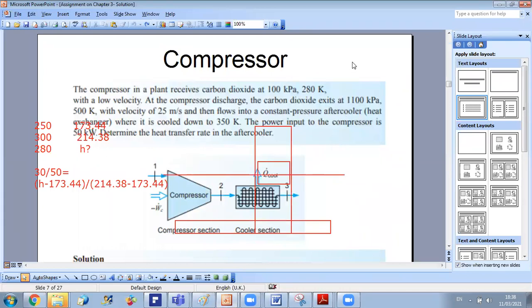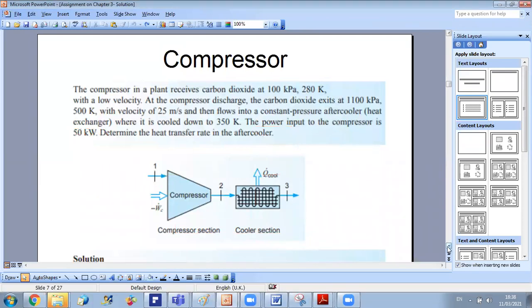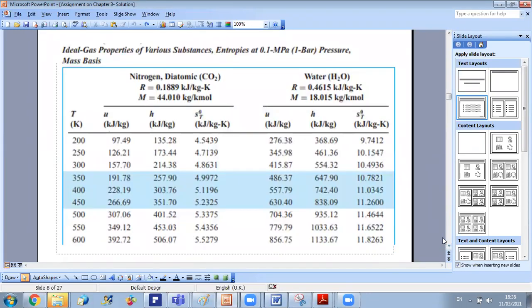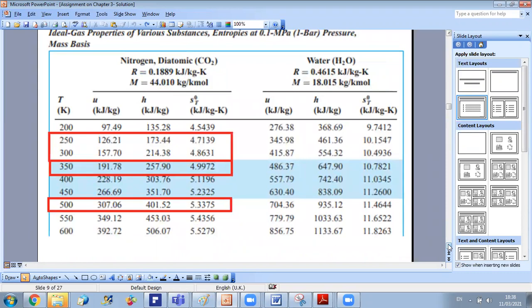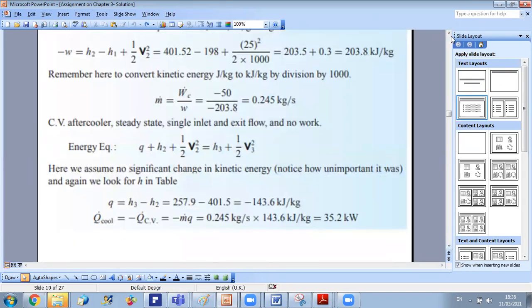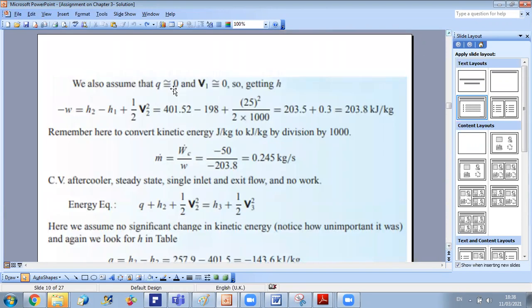If I go back here, I have also included the tables for you in the solution so you can understand what we used. So first, as we said, the first step is to write the energy equation for the compressor. For the compressor, I will end up with minus W equal to H2 minus H1 plus half V2 square, since no heat transfer and V1 nearly zero. So if I replace in this equation, I will get small w in kilojoule per kilogram.